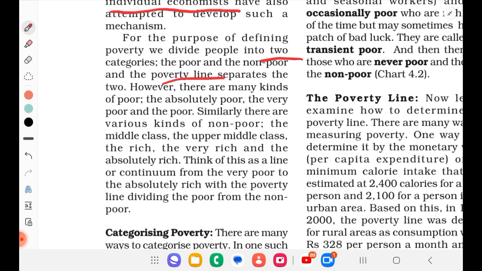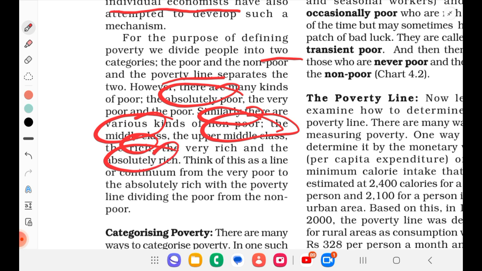However, there are many kinds of poor: the absolutely poor, the very poor, and the poor. Similarly, there are various kinds of non-poor: middle class, upper middle class, the rich, the very rich and the absolute rich. Think of this as a line or continuum from the very poor to the absolute rich, with the poverty line dividing the poor from non-poor.